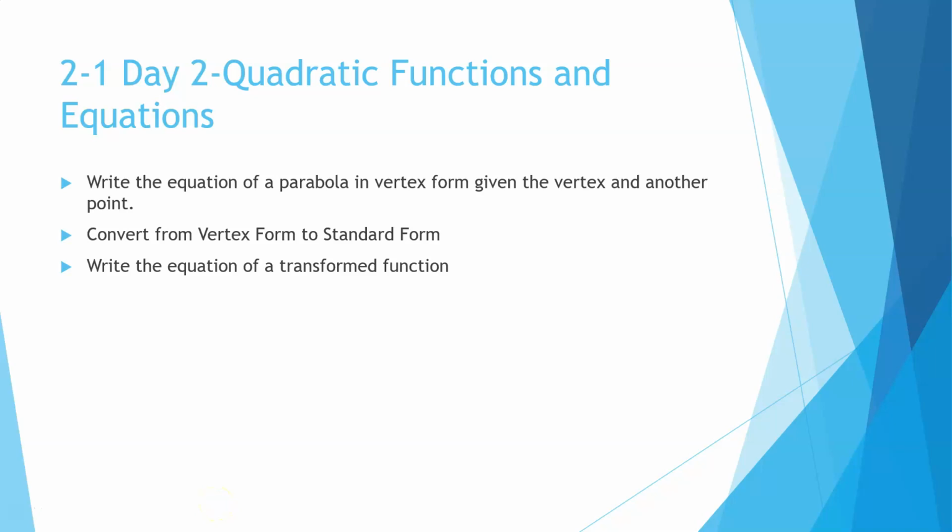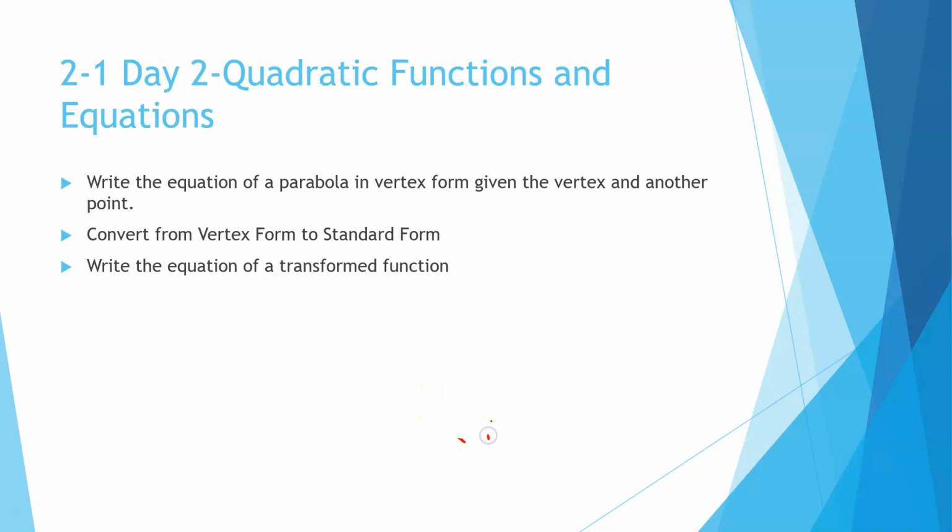Today in Algebra 2, we're going to be looking at the second day of section 2.1. We're still focusing on quadratic functions and equations, but here you can see the three things we'll be talking about: writing the equation of a parabola in vertex form given the vertex and another point. We'll be talking about how to convert from vertex form to standard form, and we'll learn how to write the equation of a transform function.